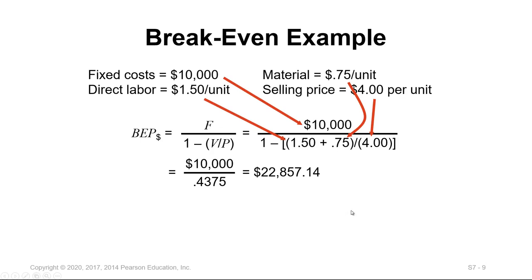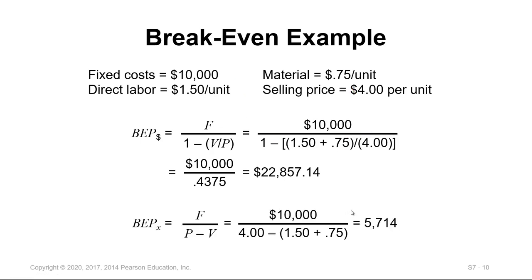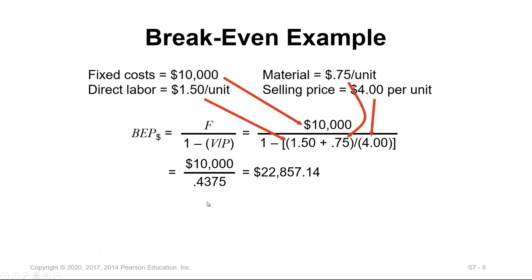In this example, with fixed cost of $10,000, direct labor of $1.5 per unit, the material is 75 cents per unit, and $4 of sales price per unit. Using the break-even formula, the break-even point in dollars will be around 22,857.